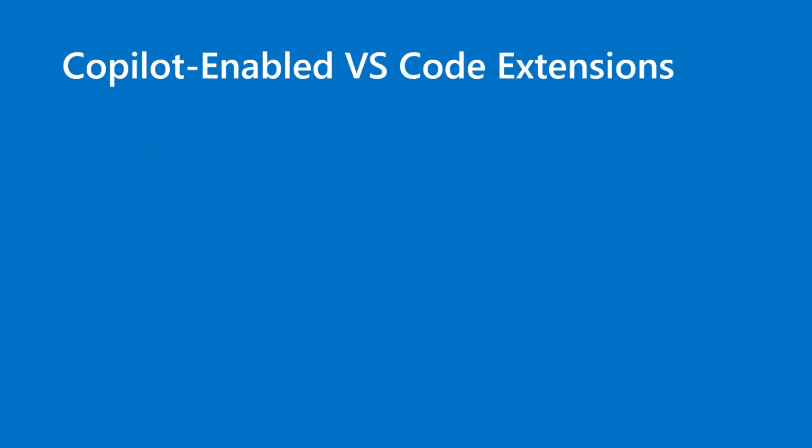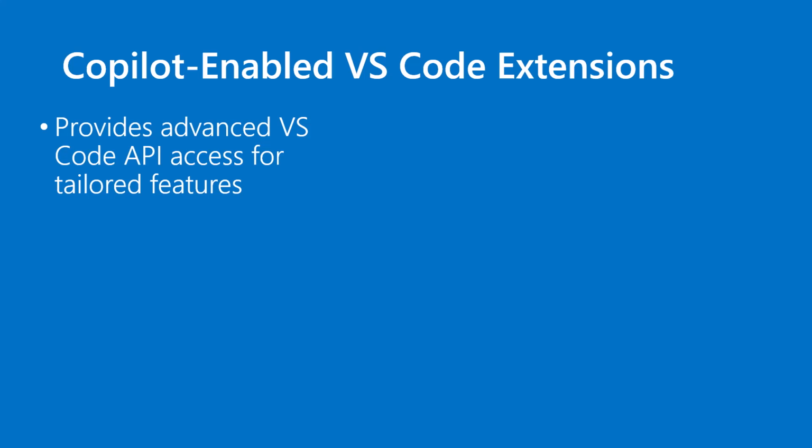Here we go. Let me iron out the confusion. Drum roll, please. Copilot-enabled VS Code extensions. We're fundamentally shifting our dev, specifically to center, rather than in GitHub, the VS Code APIs. Why? Because if you're a fan of Visual Studio Code like I am, you know it's an incredible, amazing programmable API. So advanced VS Code access for tailored features.